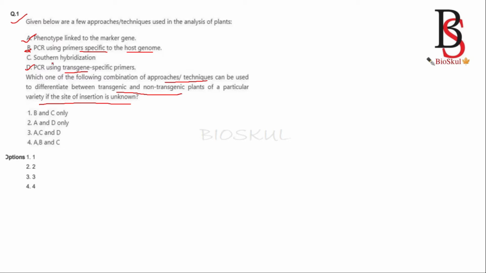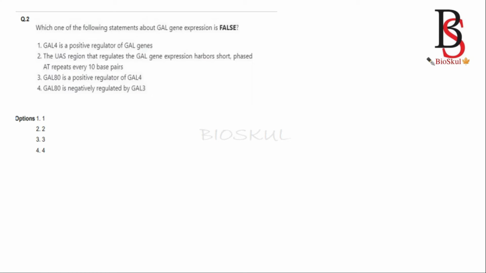Then option C, southern hybridization. Yes, southern hybridization is required to identify the transgene. Southern hybridization is used to identify the gene in the genome. So this one is correct. The correct combination is option A, C and D. That is option 3 is the correct answer. Let's see the next question.